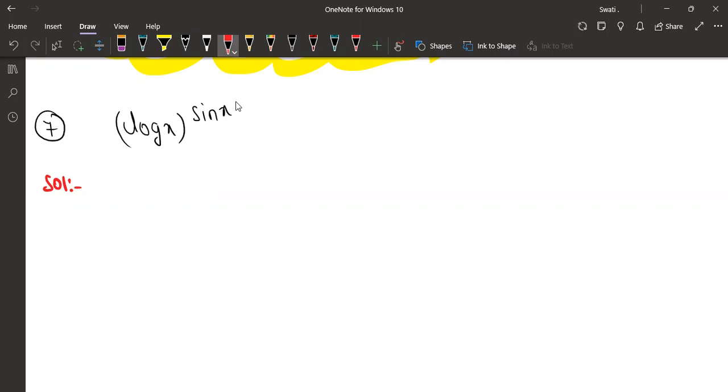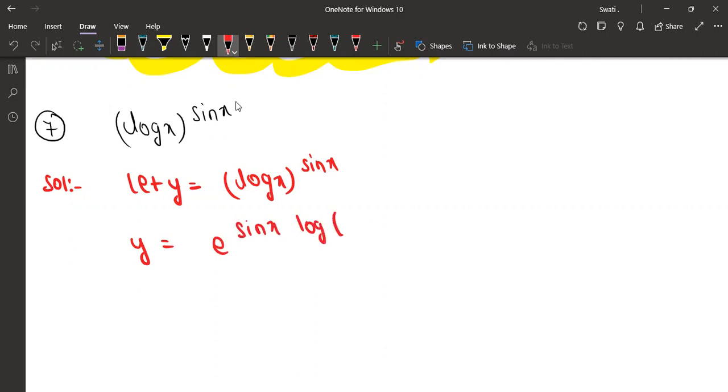So we will first start by taking this function as y. So let y is equal to log x raised to sin x. And now, using the property of log, we can write this as y is equal to e raised to sin x log x. Because log is together, I am preferring to write a bracket over here. Now we will do the differentiation.